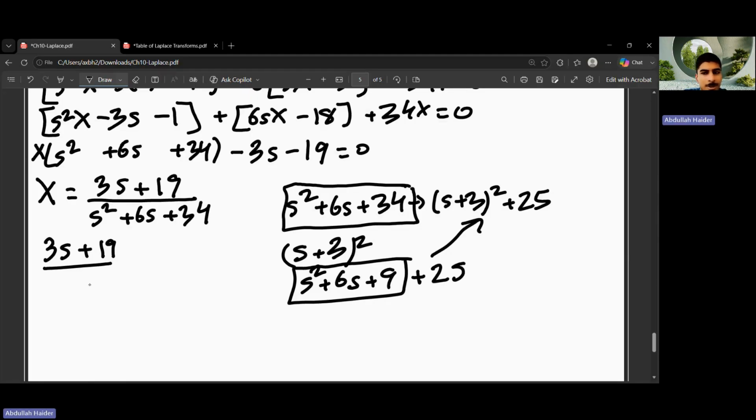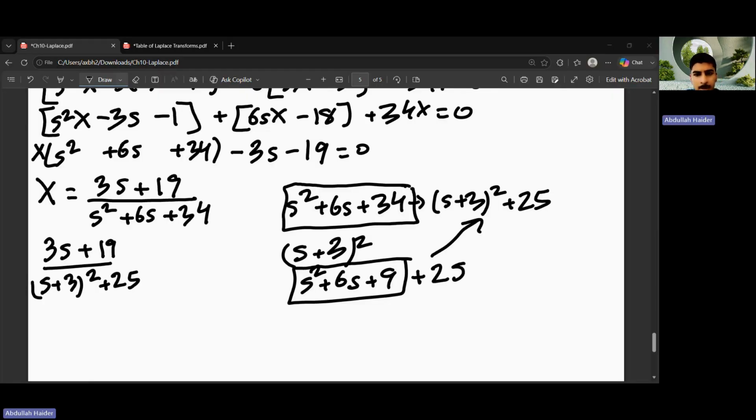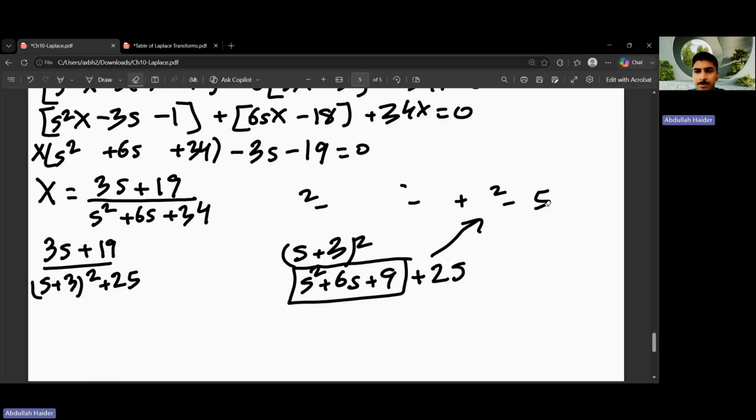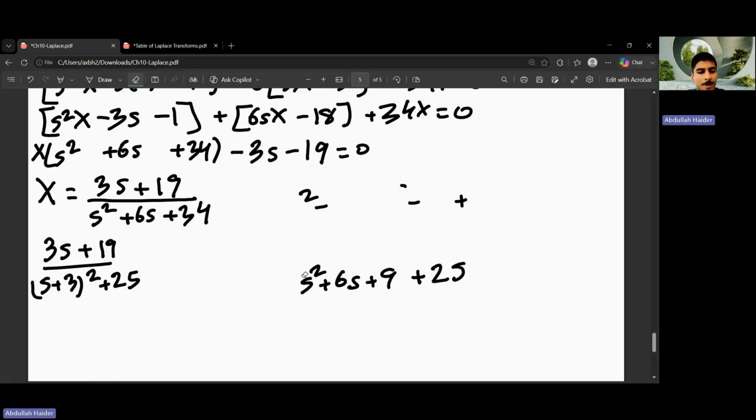So based on this method, you can write (s plus 3) squared plus 25. What you can also do is, I'll erase this part. It's up to you, whichever method you want to make things easier. You can use partial fractions or completing the square.